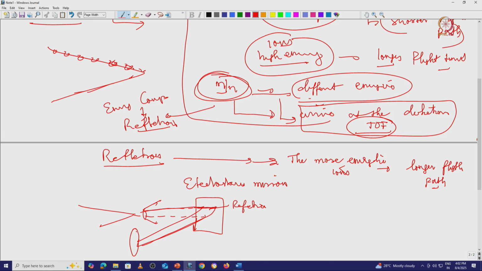Okay, so this reflectron acts as an electrostatic mirror made up of a succession of planes of progressively increasing electric field. So from this location to this location, there will be an increase in the electric field. Ions which have a high energy will travel farther into the reflectron before being reflected. So by this you are increasing the time of flight.